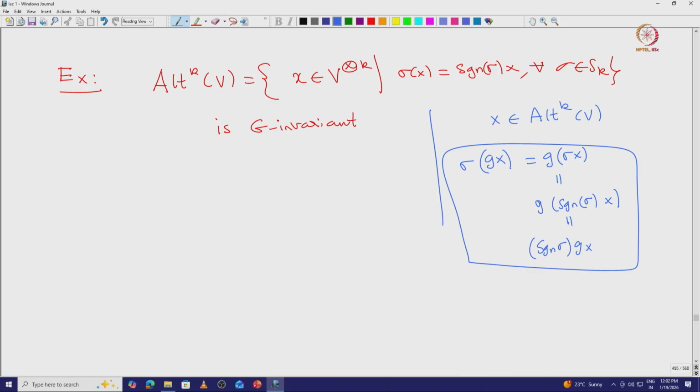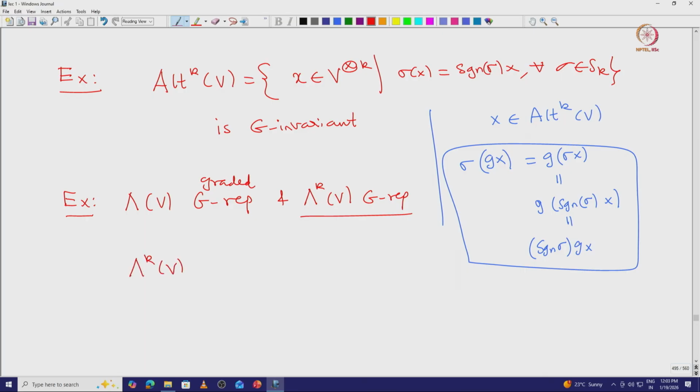And similarly, one can check that the exterior algebra is also a G representation, and the exterior products Lambda^k V are also G representations. This is a graded G representation, and these are all the graded pieces. Now it is not difficult to see that Lambda^k V is isomorphic to Alt^k V as G representations for all k greater than or equal to 0. Okay, so this is something very easy to check.